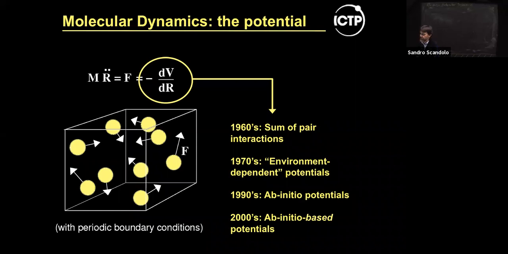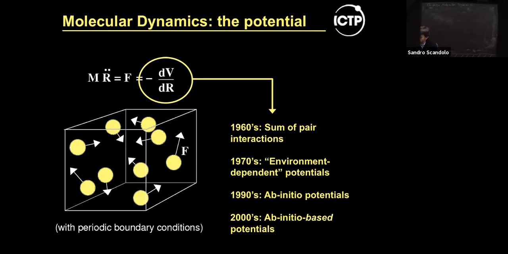At the beginning, molecular dynamics was essentially just what we call classical molecular dynamics. That is, the first calculations were done with interatomic potentials written as a sum of pair interactions, in the 60s at least. Then in the 70s, people started to introduce some environmental variables into the definition of the potential. It was only in the 90s, I would say, with the breakthrough made by Car and Parrinello, that people started to use ab initio potentials concretely in molecular dynamics. And the last 20 years have, in fact, slightly gone back to the beginning, in the sense that people are now constructing interatomic potentials based on ab initio data.